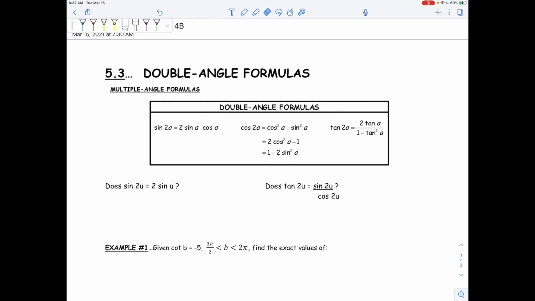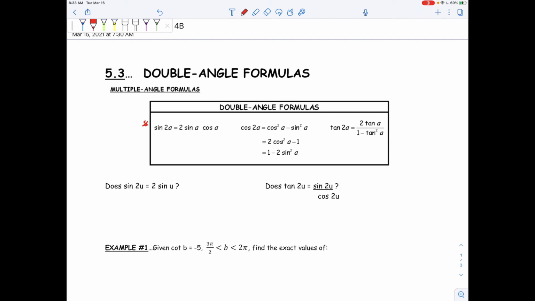So we're going to continue with 5.3 double angle formulas, which is another set of commonly used identities, similar to the sum and difference formulas. The identities are shown in the box here, and you can see that we've got three different identities, one for sine, another for cosine, another for tangent. The one that you're going to use the most will be sine 2A equals 2 sine A cosine A. So we'll really keep an eye out for that as you're working through the problems.